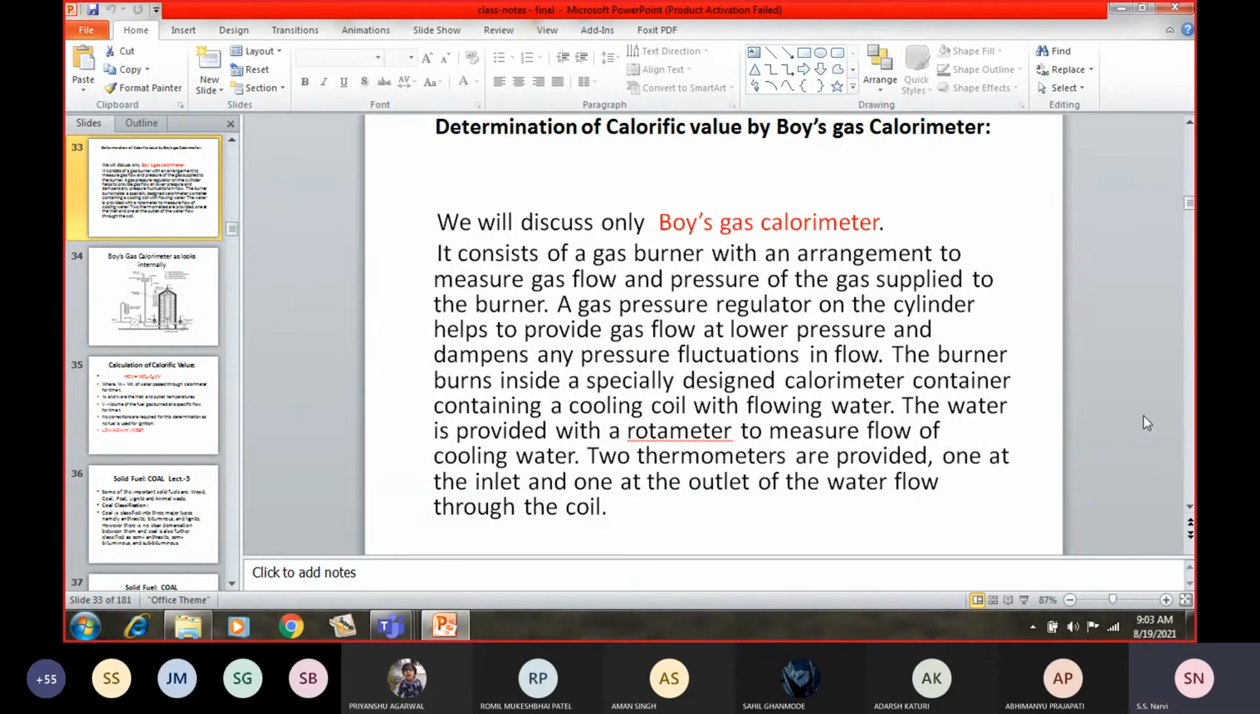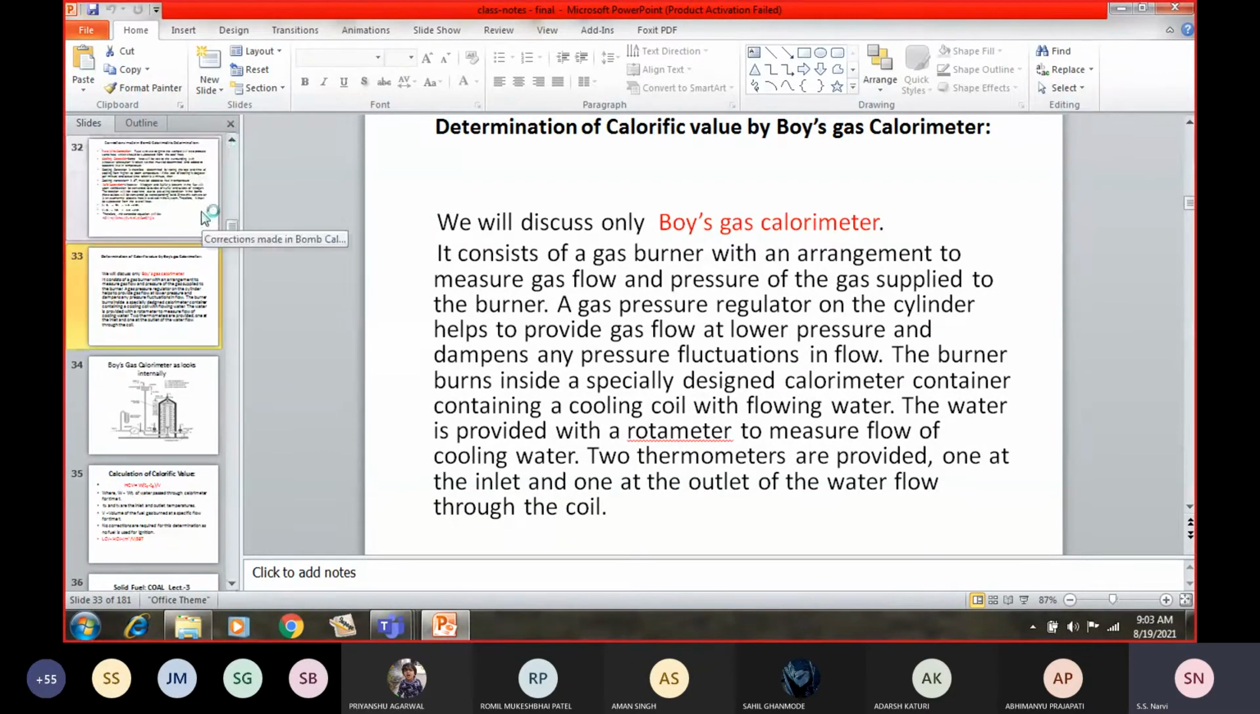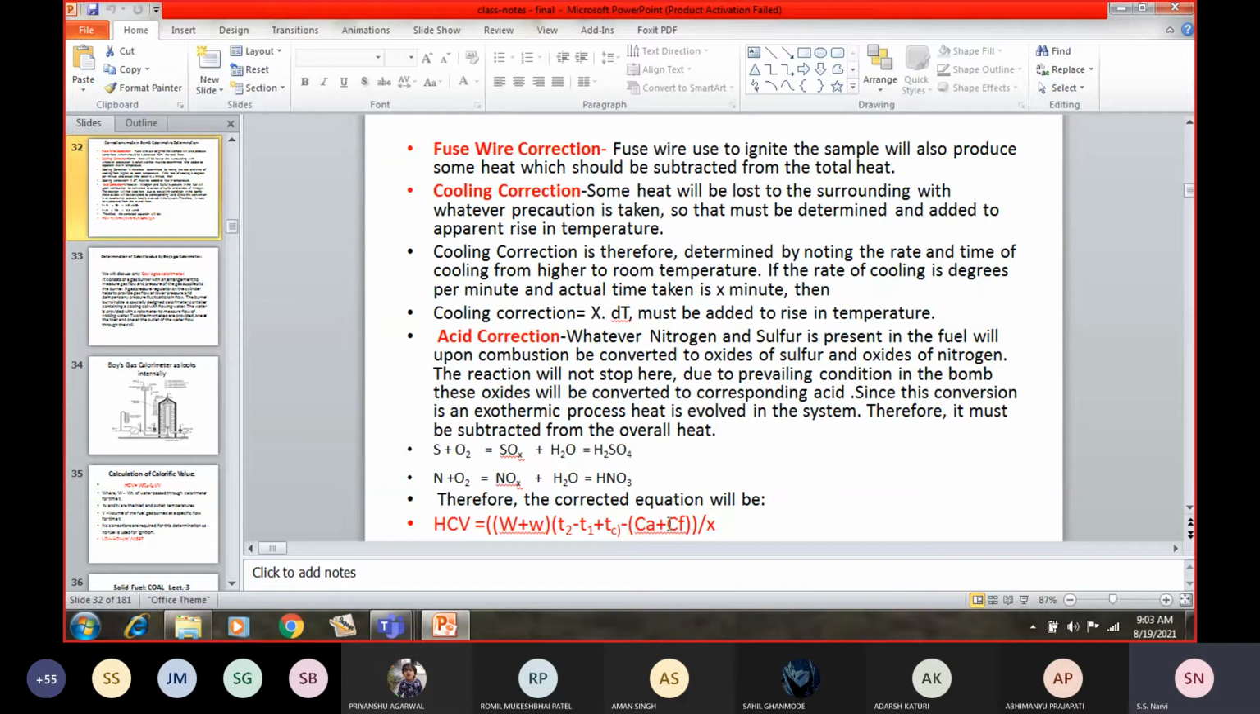So in the last turn, we finished up to the Bohm calorimeter and its final corrected equation, which was this, where the fuse wire correction, acid correction, and the TC, that is cooling correction, have been explained, and the relevance of small w was also discussed.